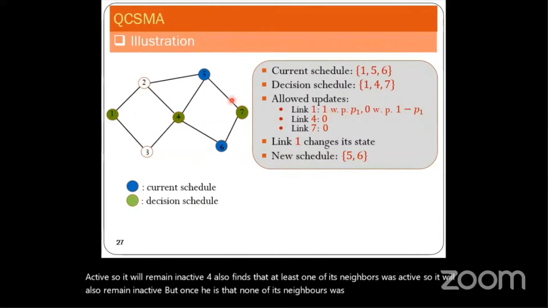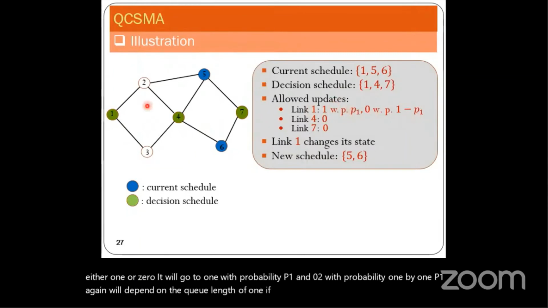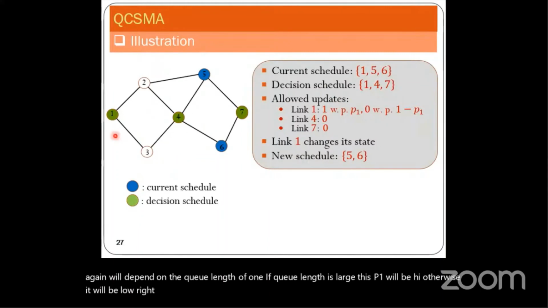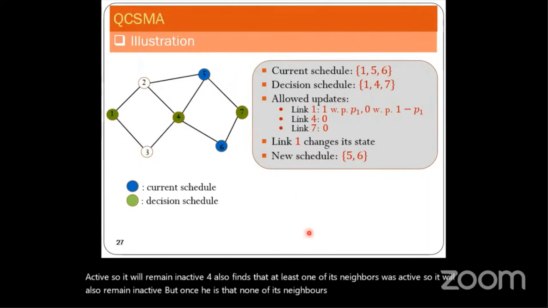4 also finds that at least one of its neighbors was active, so it will also remain inactive. But 1 sees that none of its neighbors was active. Then it can go to either 1 or 0. It will go to 1 with probability P1 and 0 with probability 1 minus P1. P1 again will depend on the queue length of 1. If queue length is large, this P1 will be high, otherwise it will be low, close to 0. So we see that nodes are able to take their calls on their own based on their individual queue lengths.